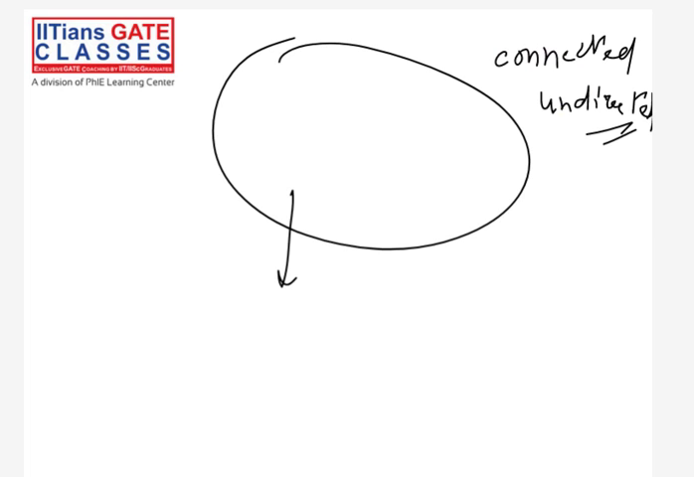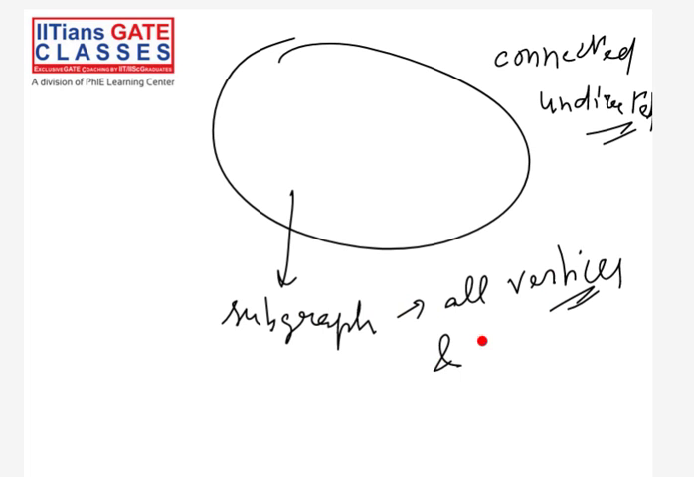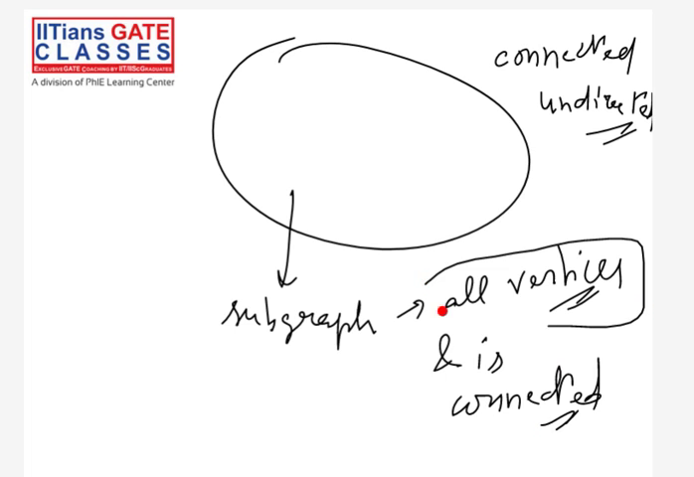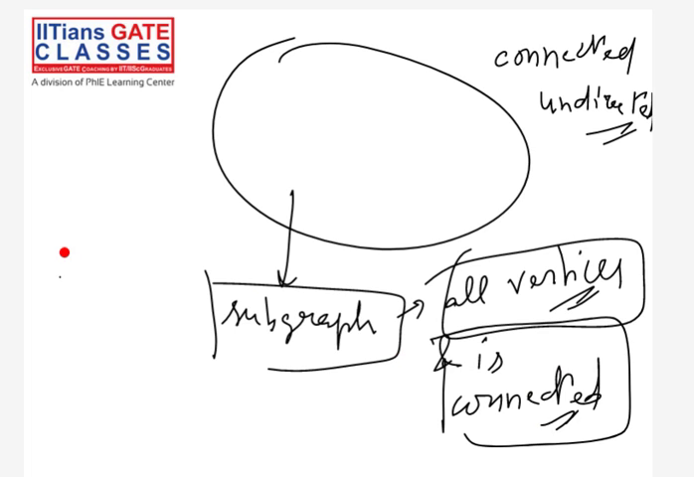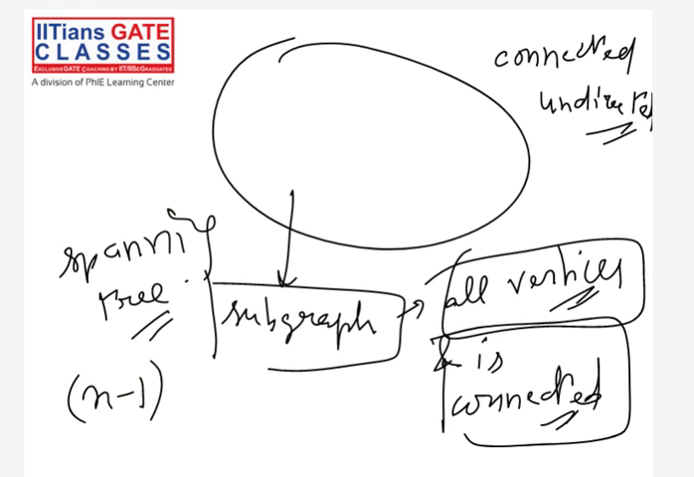All right, so if I try to create a subgraph out of it, this subgraph has all the vertices of the original graph and is connected. Okay, it has all the vertices of the original graph and it is connected. So this subgraph is known as a spanning tree if this subgraph has n minus 1 edges. Okay, n minus 1 edges.